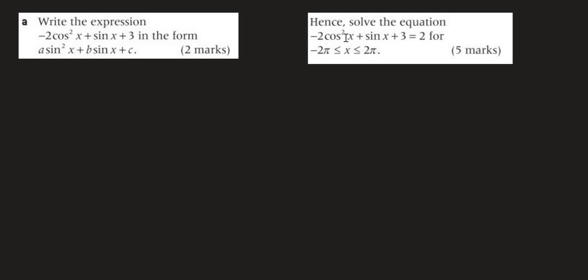-2 cosine square of x plus sine x plus 3 equals 2 for the x ranges from -2 pi to 2 pi. Now let's get started from question A. In here, given the equation -2 cosine square of x plus sine x plus 3. Now we need to write in the form of sine square x. So that is our clue.